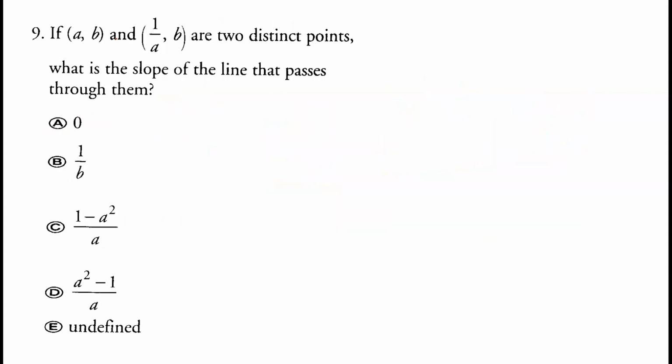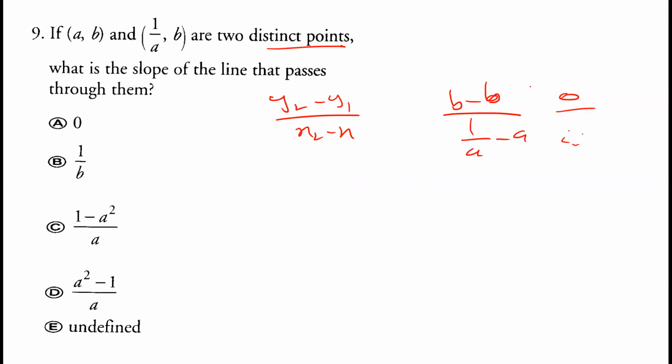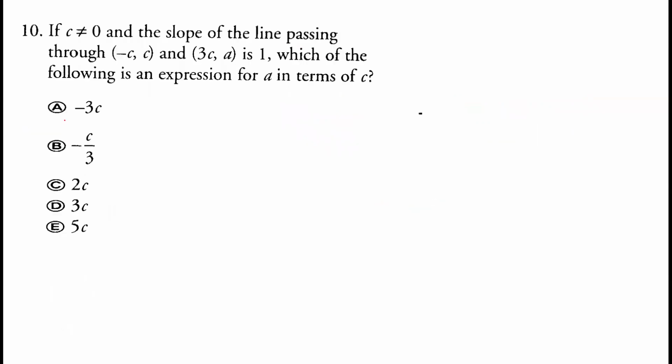Question 9. If a, b and 1 over a, b are two distinct points, what is the slope of the line that passes through them? So this would be y2 minus y1 divided by x2 minus x1. This is b minus b over 1 over a minus a. Then this would be 0 over a certain number. 0 over anything is 0, so the slope would be 0. So option A is correct.